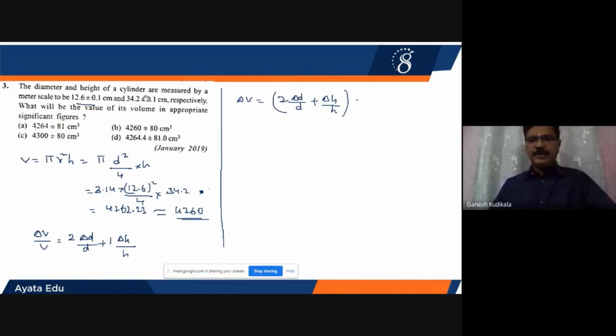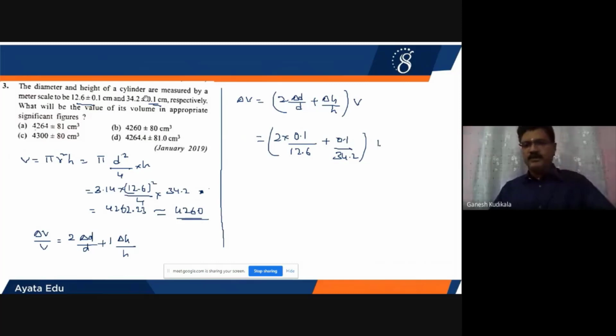This has to be multiplied by volume. 2 into error in the measurement of diameter, which is 0.1, divided by original diameter, which will be 12.6, plus error in the measurement of height, which is 0.1 as said, divided by total height, which is 34.2 as mentioned, and this has to be multiplied with the volume.